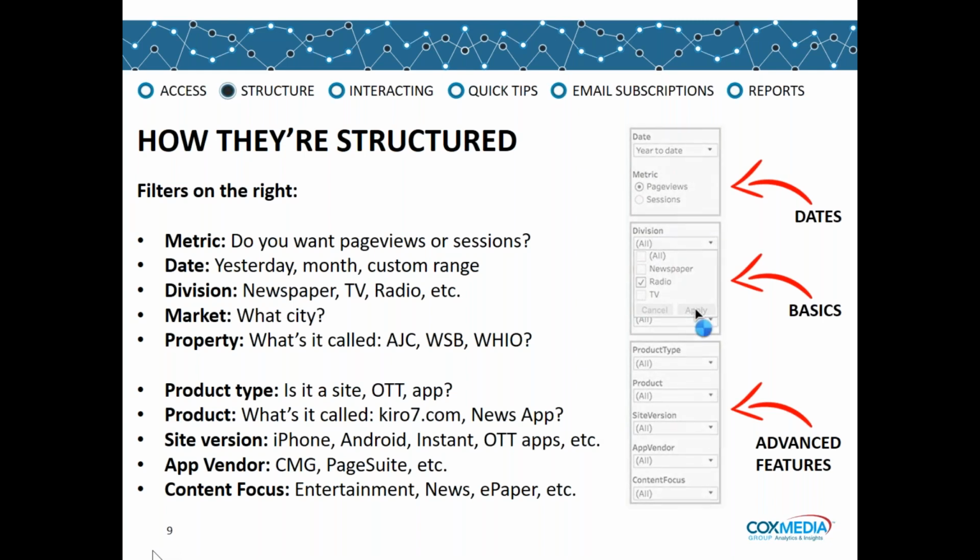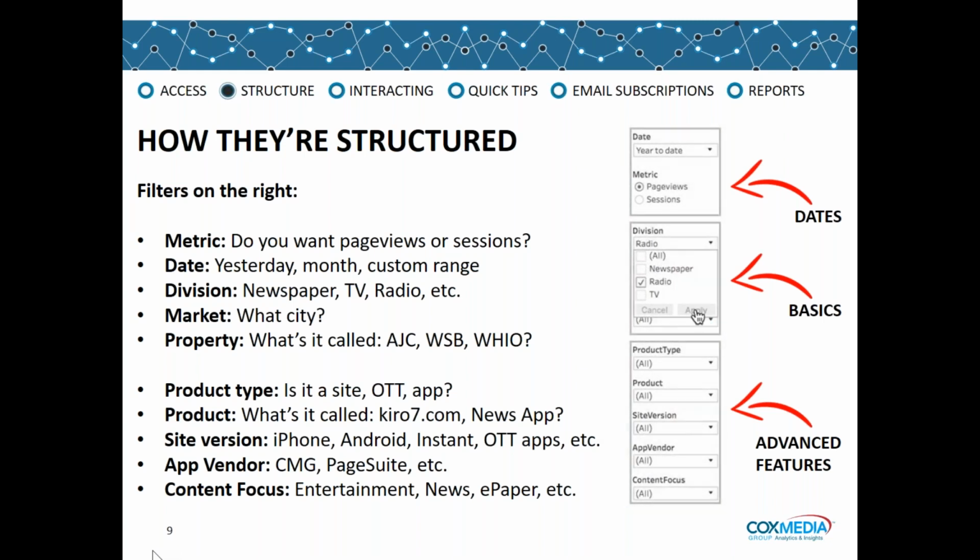And then in that second box, you're going to have some more filters that break down what you're looking for, like whose information are you trying to see. So are you looking for in division? Do you want to see radio? Do you want to see newspapers? Do you want to see TV, etc.?